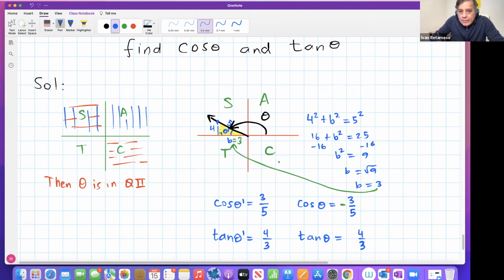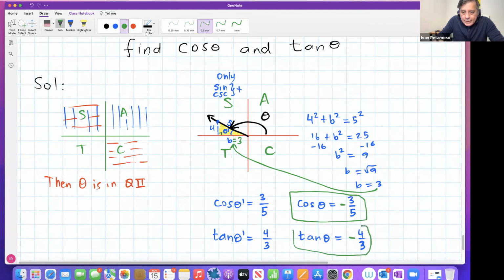Okay, let's think about it together. On the second quadrant, only sine and its reciprocal cosecant are positive. The rest are negative. So it means that tangent in particular has to be negative, because only sine and cosecant are positive on the second quadrant. Yeah, very good, guys. So this one is negative, and then we are done. These are the answers, this and this.